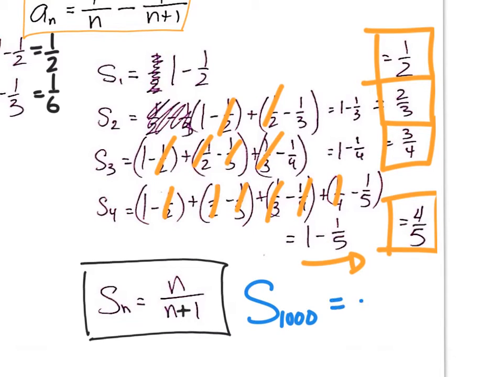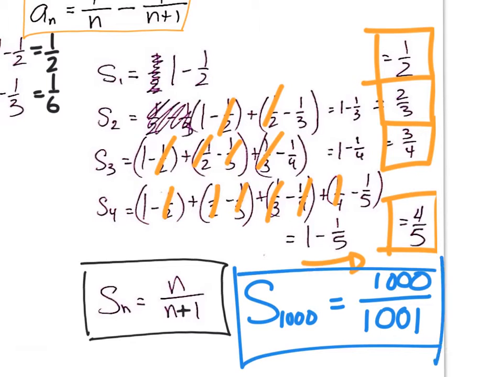Instead of sitting there for hours, you could say 1,000 over 1,001. And there are applications of this in everyday life, finance and whatnot.